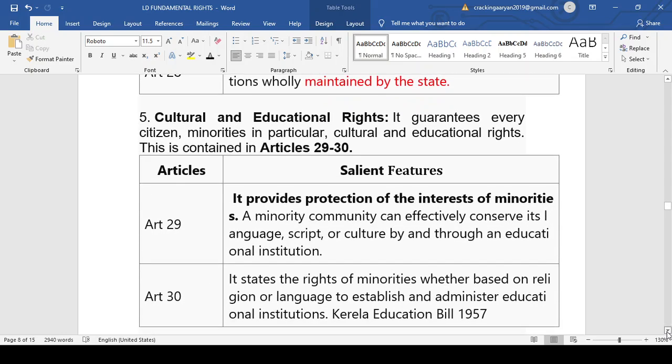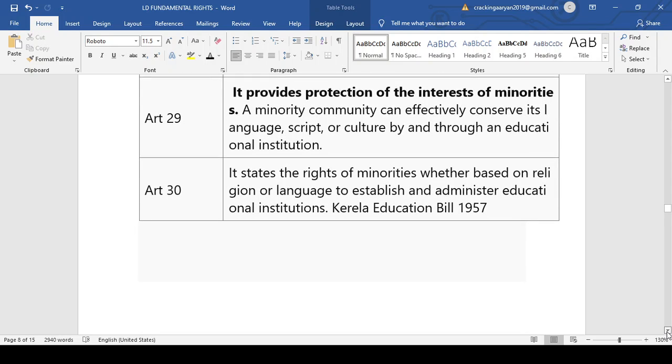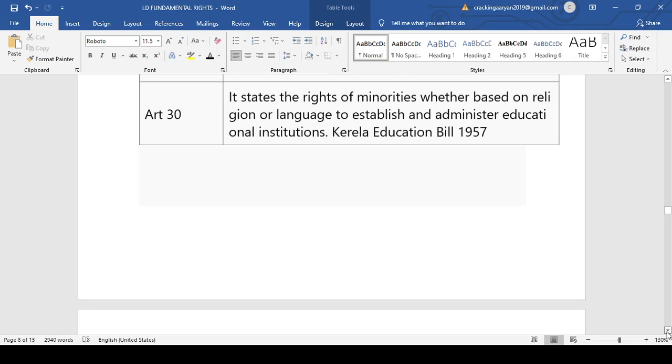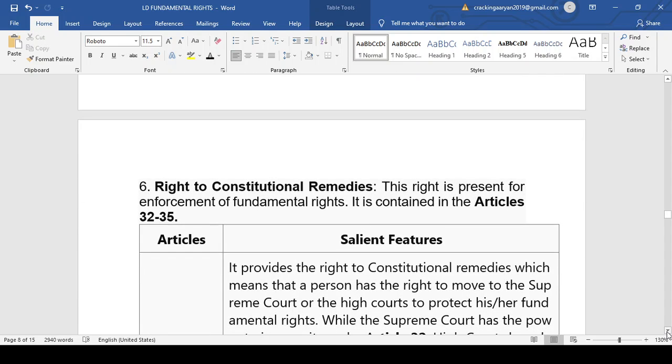Article 29, which provides for the protection of the interest of the minority. Article 30, we discussed the Kerala Education Bill case, where the minority have the right to establish any educational institution of their choice.